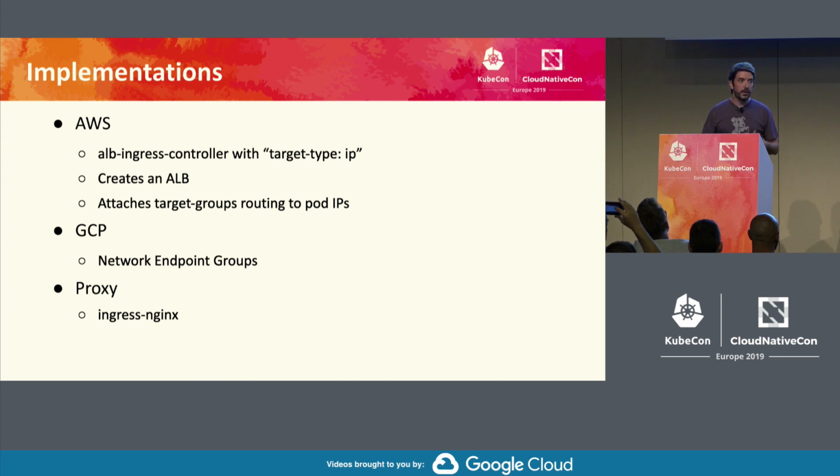The way it works is it creates an ALB, and the target group is directly targeting IPs. On GCP, load balancers can be configured to use network endpoint groups, which is going to do exactly the same and route traffic directly to pods. Proxies also do it, as I was saying before, but of course you still need to put something in front, and it's probably going to be based on either network endpoint groups or ALB in my example.